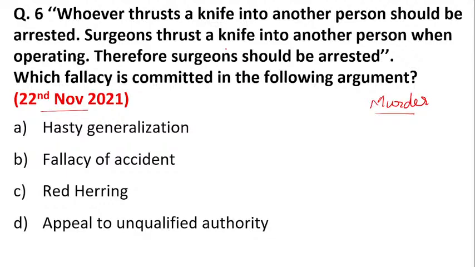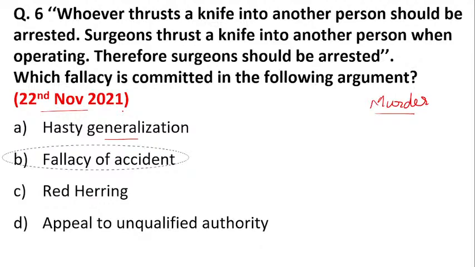Vijay is saying hasty generalization. No, Vijay, hasty generalization will not be the answer, because this fallacy means we come to a general statement by looking at just some people. Hasty generalization would come like in the previous question. If three teenagers are having drugs, and I say all people are having drugs, that is hasty generalization. So this is not right. Students, don't get confused. The answer to this question is option B, fallacy of accident.